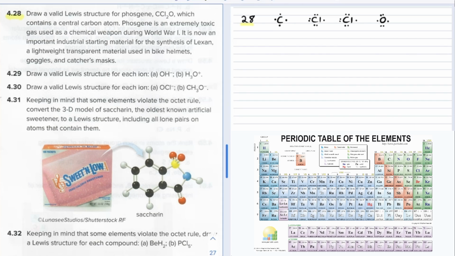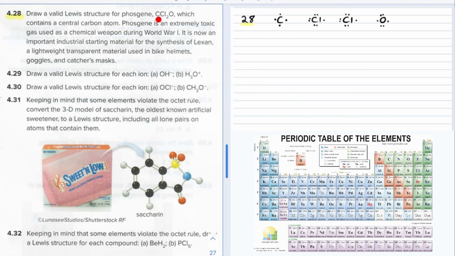Number 28. Draw a valid Lewis structure for phosgene, CCl2O, which contains a central carbon atom. Phosgene is an extremely toxic gas used as a chemical weapon during World War I. It is now an important industrial starting material for the synthesis of Lexan, a lightweight transparent material used in bike helmets, goggles, and catcher's masks.